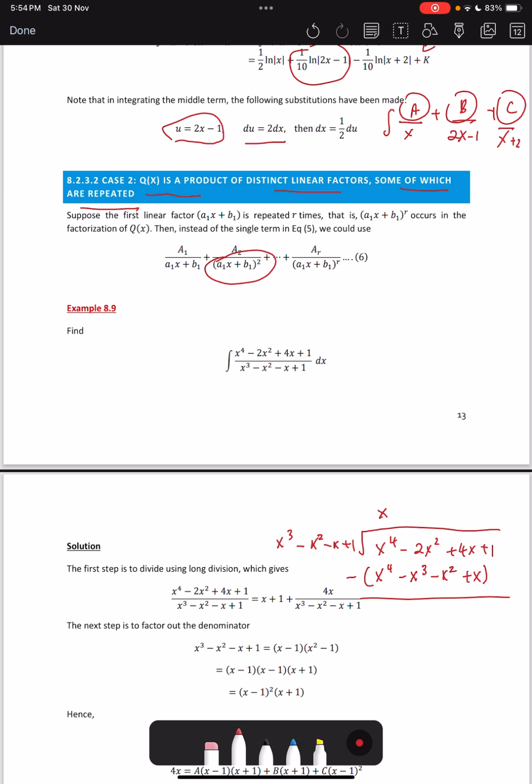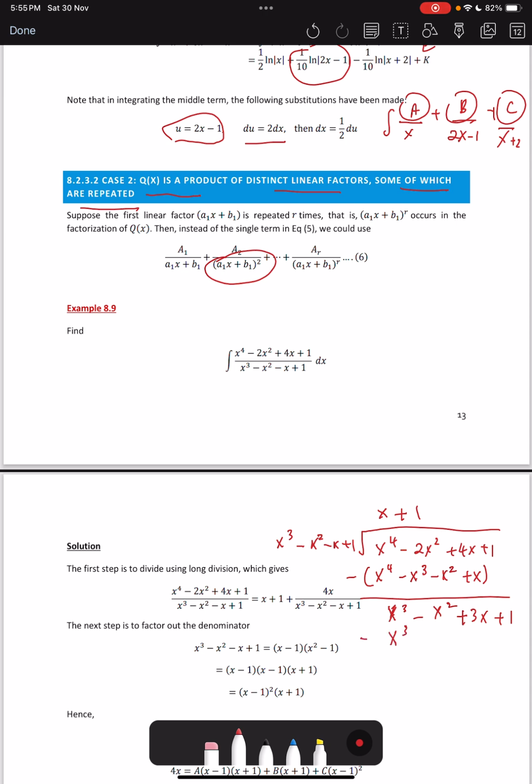0 minus x cubed, I get negative x cubed. And then negative 2x squared plus 1x squared, I get negative x squared. And then 4x minus x, you get 3x. And then 1 minus 0, I get 1. So in order for me to get x to the power of 3 also, this one also x to the power of 3, I have to plus 1 here.